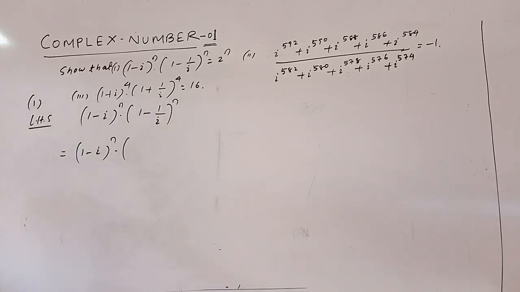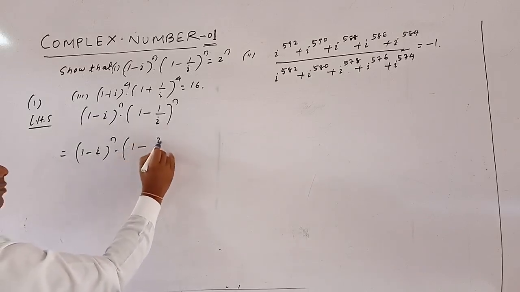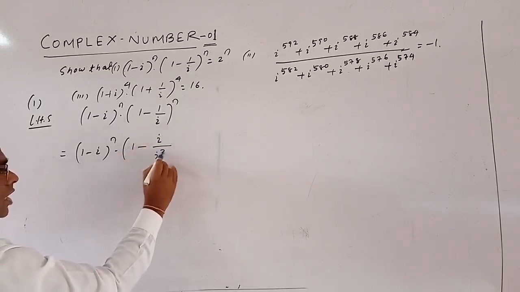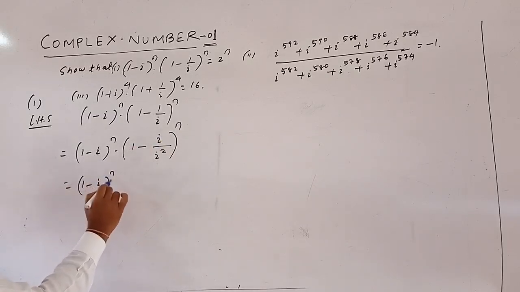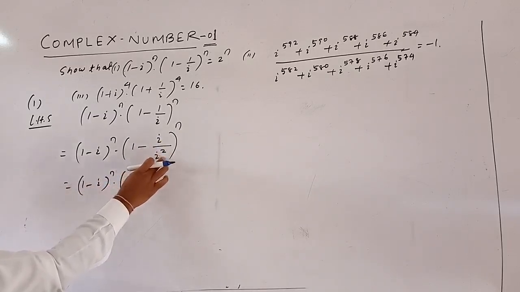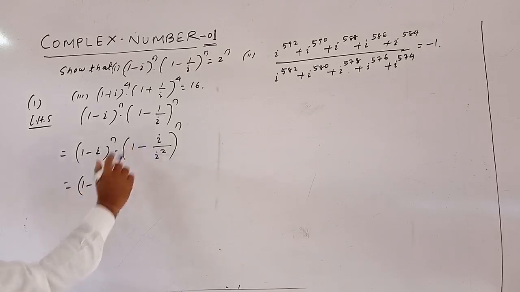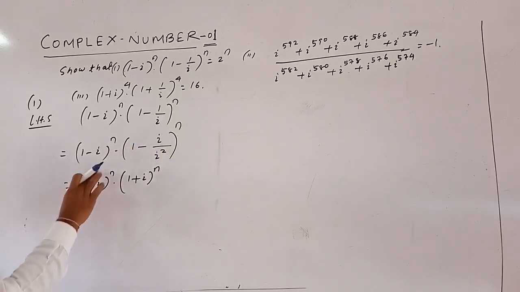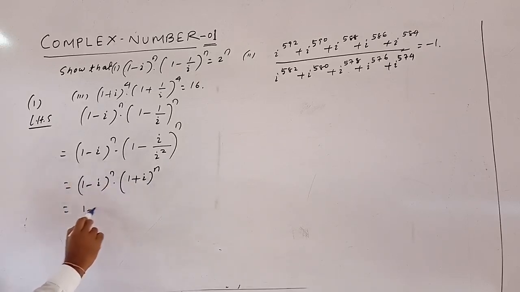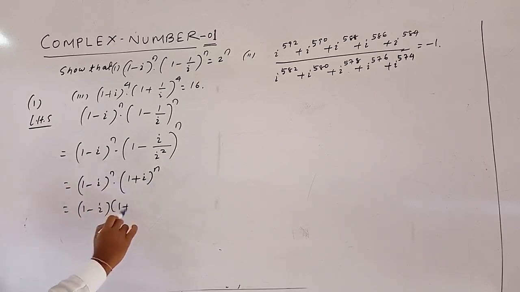So 1 by i means what? Look, multiplying by i, this becomes i square to the power n. This is (1 minus i)^n into, with i square meaning minus 1, minus and minus make plus, so (1 plus i)^n. So (1 minus i)^n into (1 plus i)^n means (1 minus i) into (1 plus i) whole to the power n.